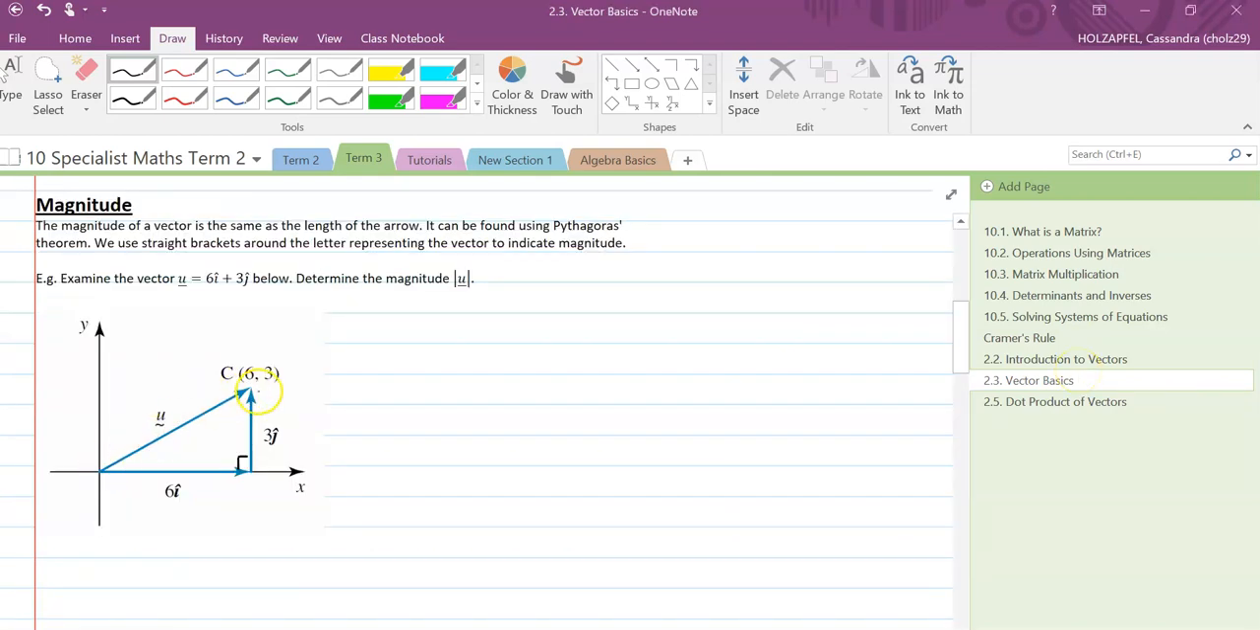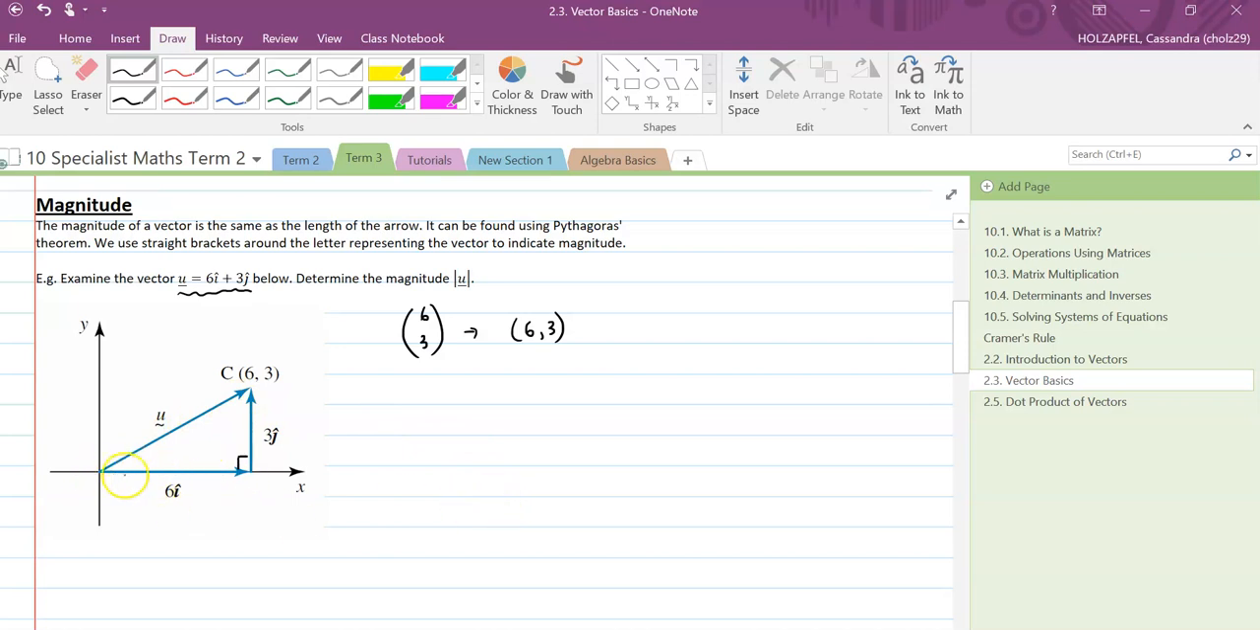So here I have a vector u, and we can write this vector using 6i plus 3j, which remember is just going to be the same as saying (6, 3), or if we were to write that as a coordinate, (6, 3). So same information here. So now what we want to do is go ahead and calculate the length of this line here from those points. So we can do that using Pythagoras' theorem.